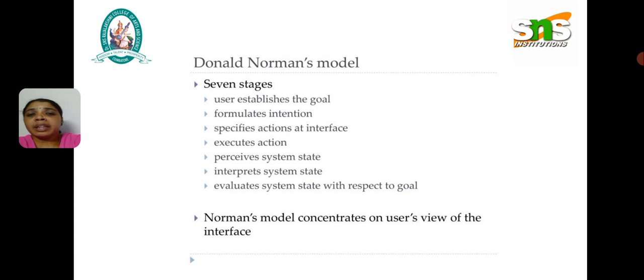There are different models to achieve the goals. This model is called Donald Norman's model. The user can establish the goal. First, we have to establish the goal, then formulate the intention, specify the action at the interface, execute the action, perceive the system state, interpret the system state, and evaluate the system state with respect to the goals. We have to follow these 7 stages to achieve our interactions.